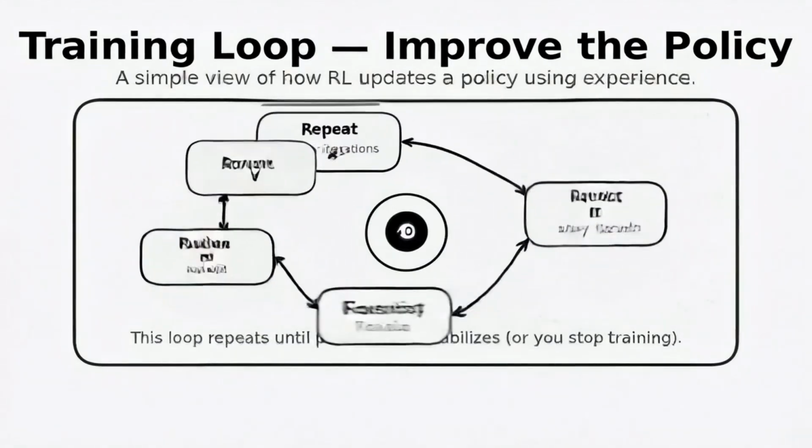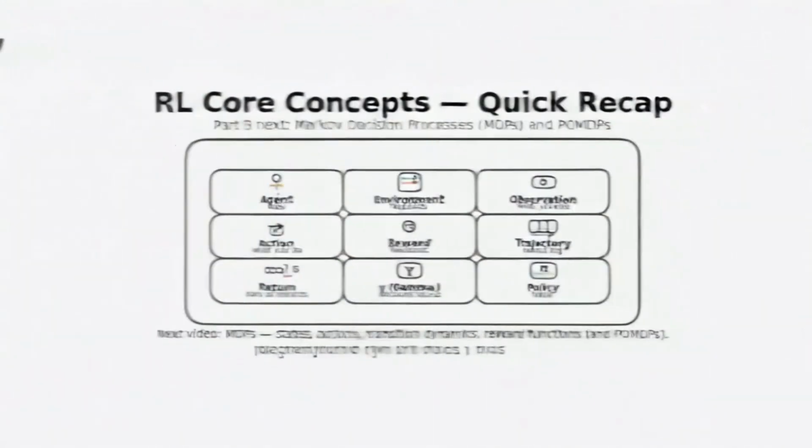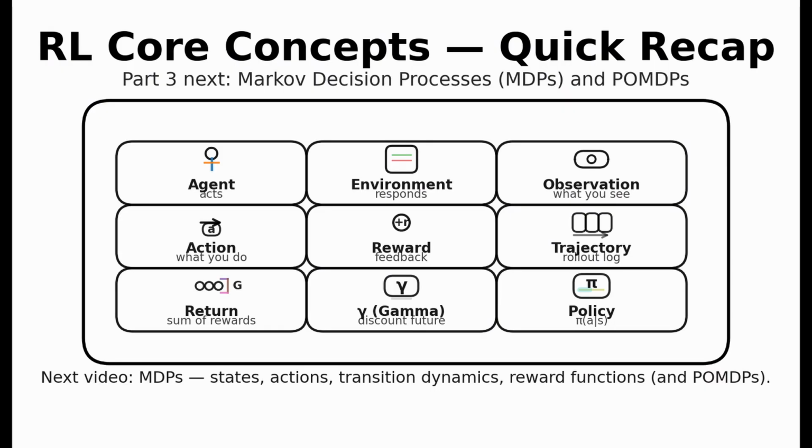So now you've got the RL vocabulary. An agent interacts with an environment, sees state or observations, takes actions, receives rewards. Over episodes, it produces trajectories, and we care about return, which often uses the discount factor gamma. The policy is the agent's strategy, and the objective is to maximize expected return.